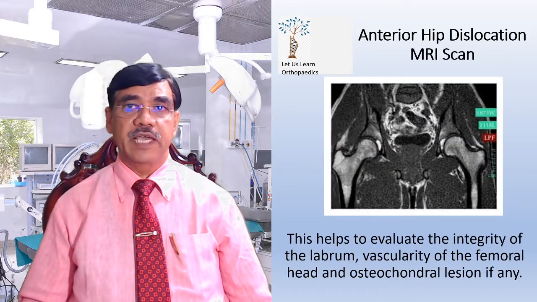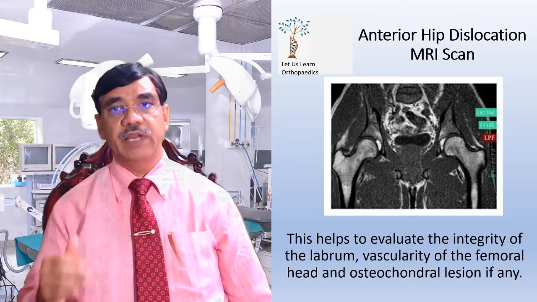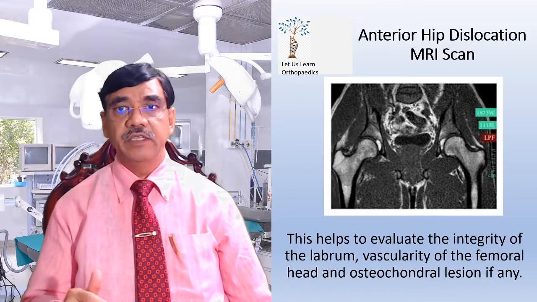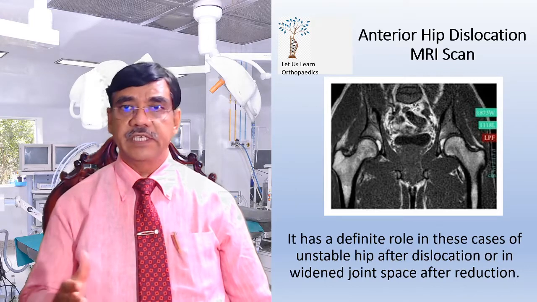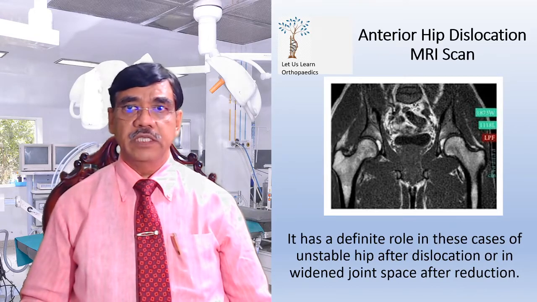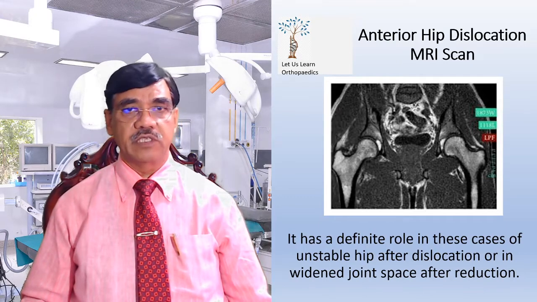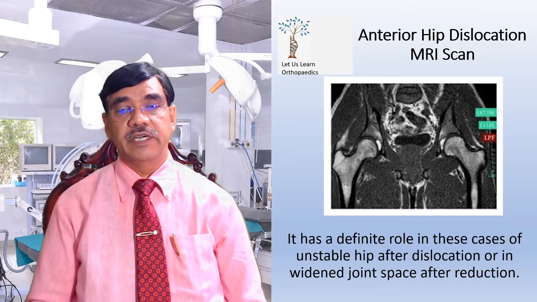Now, MRI scan in the anterior hip dislocation helps to evaluate the integrity of the labrum, the vascularity of the femoral head, and the osteochondral lesion, if any. It has a definite role in cases of unstable hip after the dislocation, or in a widened joint space after the reduction.